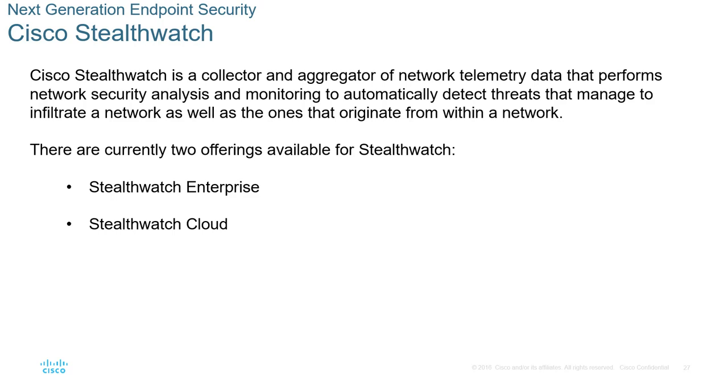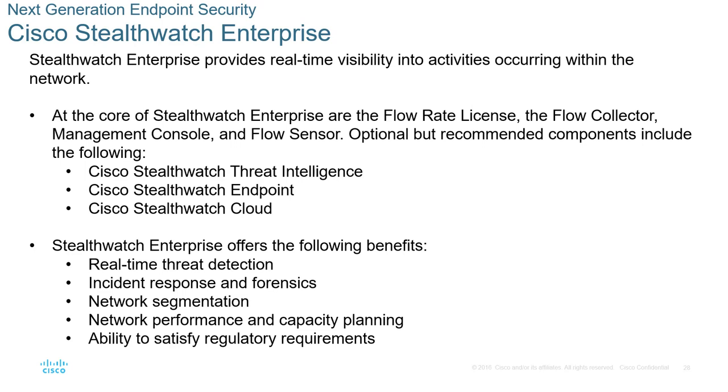That's what it does. Stealthwatch Enterprise is a license, but we can deal with things like the flow rate license, flow collector, console, and flow sensors. You're going to notice here the big thing is flow. You also have additional components like threat intelligence, endpoint, and cloud. All of these features are geared towards providing real-time visibility into activities currently over the network. So it's also a network monitor. Benefits are going to be real-time detection, incident response and forensics post-attack, and network segmentation. That's not really a benefit. It just helps or aids in network segmentation.